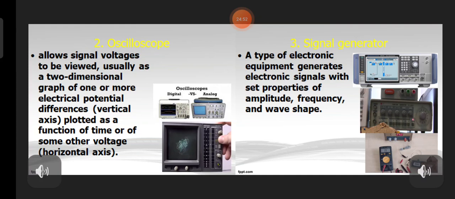An oscilloscope allows signal voltages to be viewed, usually as a two-dimensional graph of one or more electrical potential differences in the vertical axis plotted as a function of time or of some other voltage in the horizontal axis.